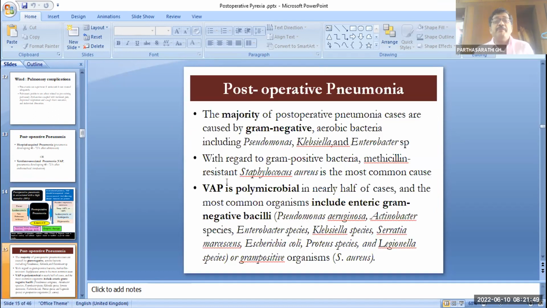Yes. So the majority of the post-operative pneumonia cases are actually caused by the gram-negative organisms, and there are cases where it is caused by the gram-positive organisms, and there you get staphylococcus. And in more than 50% of the cases they are actually polymicrobial. So you have to keep this in your mind.